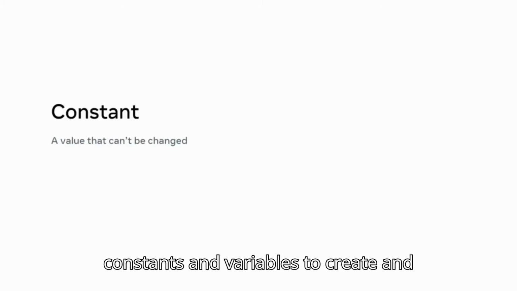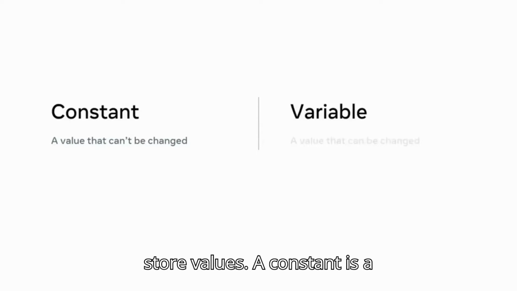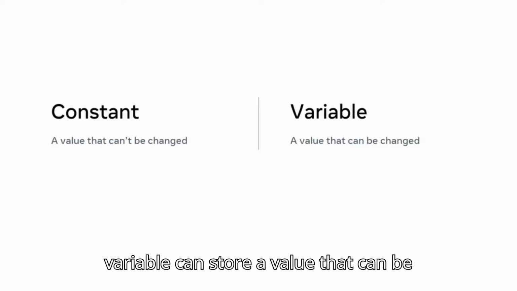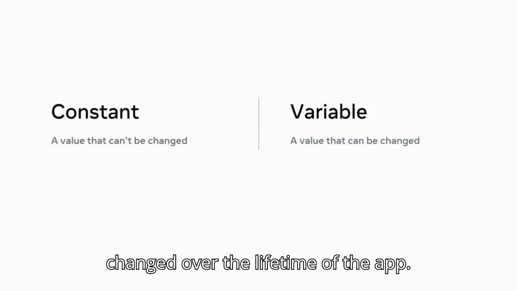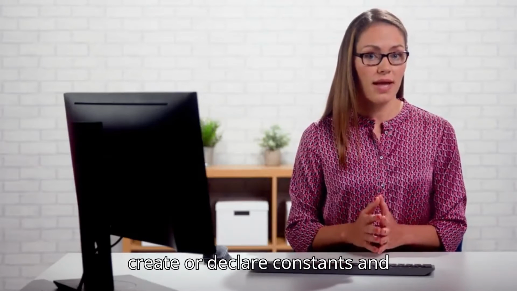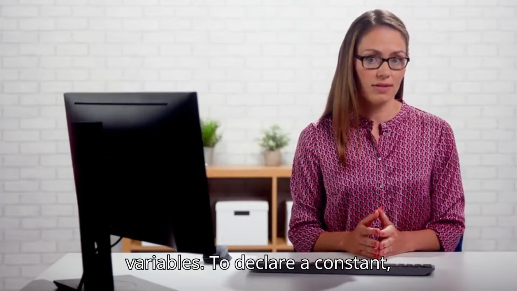In Swift, you use constants and variables to create and store values. A constant is a value that can't be changed, while a variable can store a value that can be changed over the lifetime of the app. Now, let's explore the syntax you use to create or declare constants and variables.